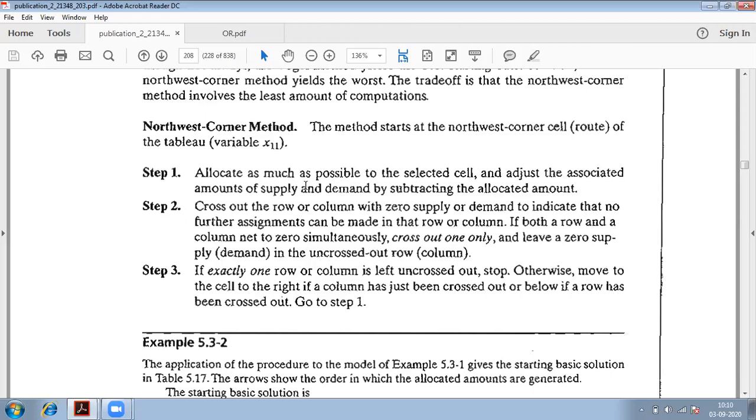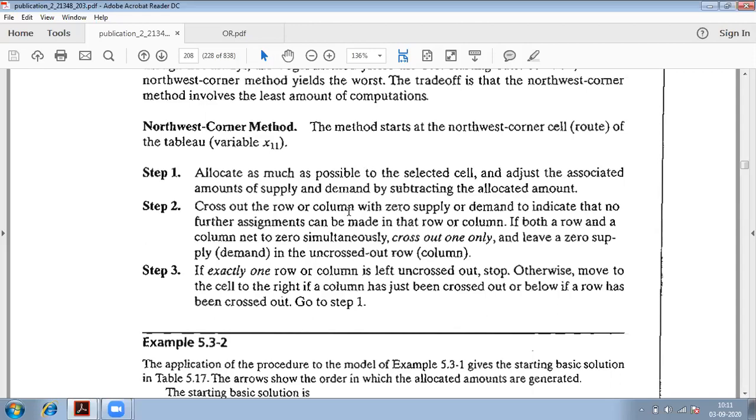Now you have allocated the maximum amount to the first corner, that is x11. Automatically, if you allocate the maximum amount to the first corner, the first row as well as the first column are going to balance together. Automatically, you have to remove them. Cross out the particular row and the particular column, or you need not cross out, simply go down.